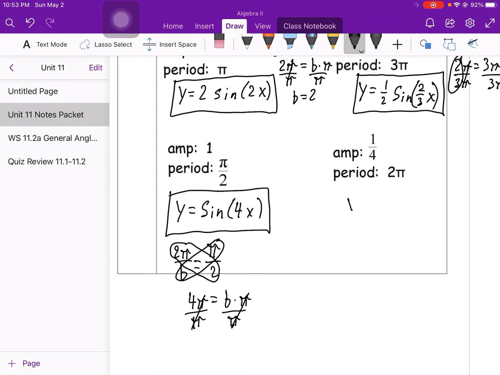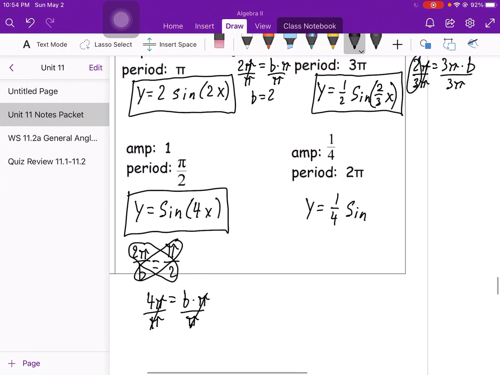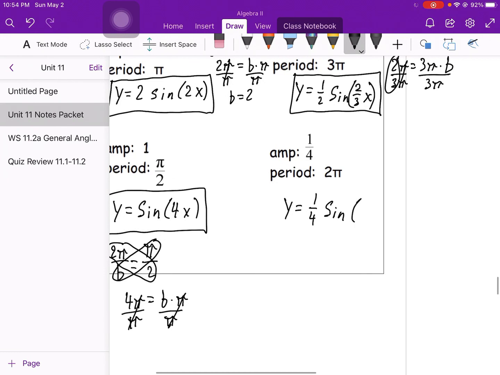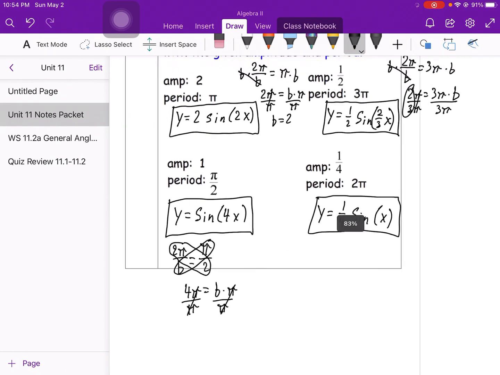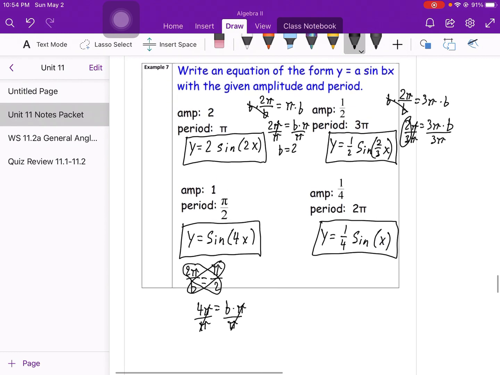And then the last one, y equals sine of, with 1/4. Oh, I messed up on that one. 1/4 is the amplitude, so that's got to go out front. 1/4 the sine of, and if the period is 2 pi, then it's actually just x, because 2 pi is the original, so there's no number changing it. All right, and that is graphing sine.